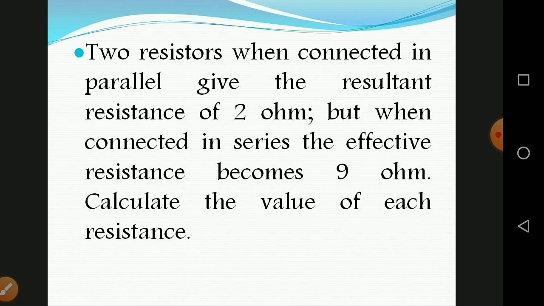And then the next question: two resistors when connected in parallel give a resultant resistance of 2 ohm. But when the two resistors are connected in series, the effective resistance becomes 9 ohm. Calculate the value of each resistance. That means we find the resistance value of the two resistors.